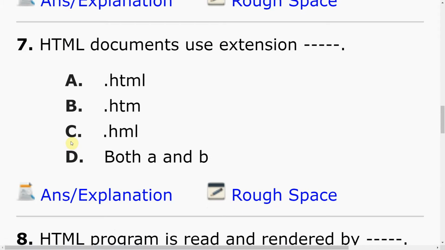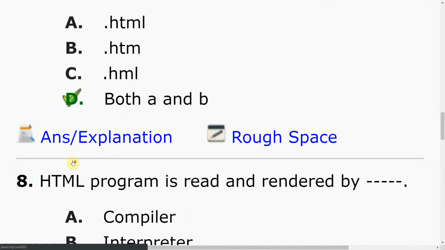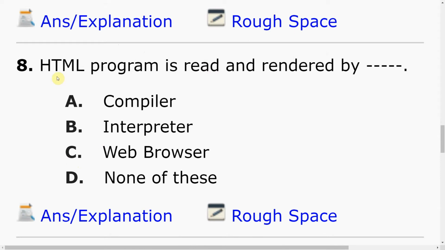Question number 7. HTML documents use extension A .html, B .htm, C .html, and D both A and B. And the correct answer is D both A and B. Next question. HTML program is read and rendered by Option A compiler, B interpreter, C web browser, and D none of these. And the correct answer is C web browser.